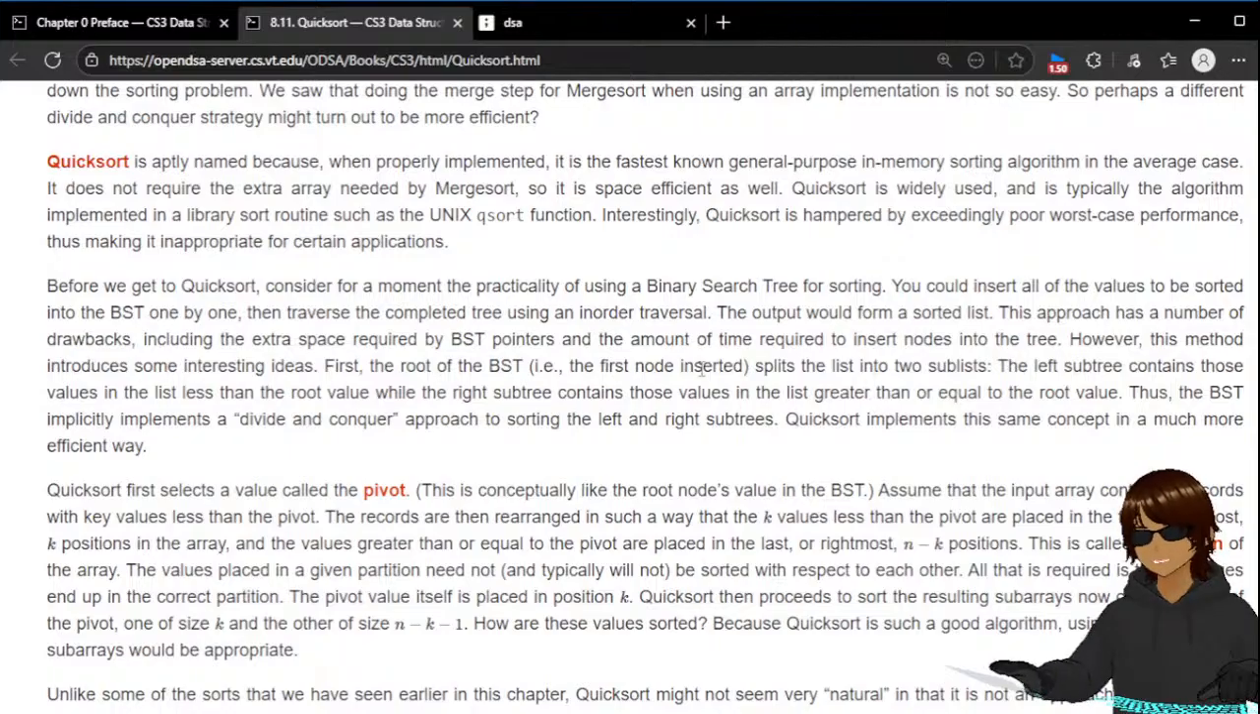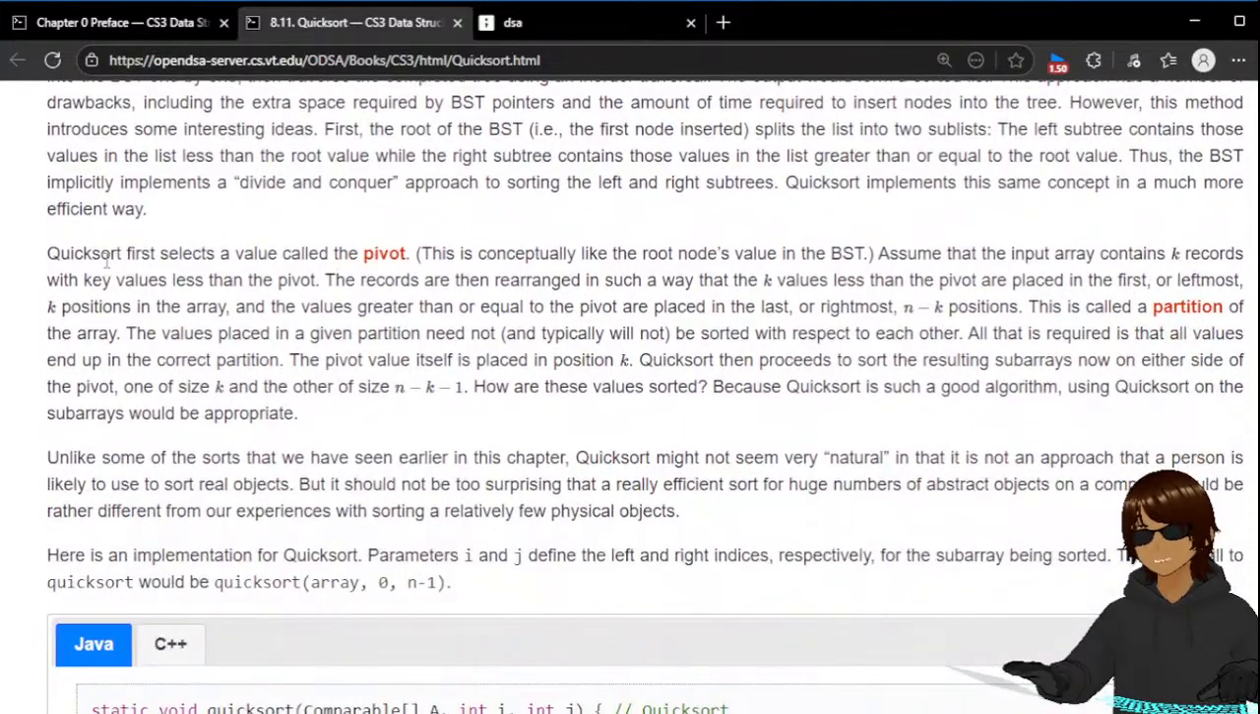First, the root of the BST splits the list into two sublists. The left contains those in the list less than the root value, while the right contains those values in the list greater than or equal to the root value. Thus, because BST implicitly implements a divide and conquer approach to sorting left and right subtrees, Quicksort implements the same concept in a much more efficient way. Quicksort first selects a value called the pivot. This is conceptually like the root node's value in the BST.